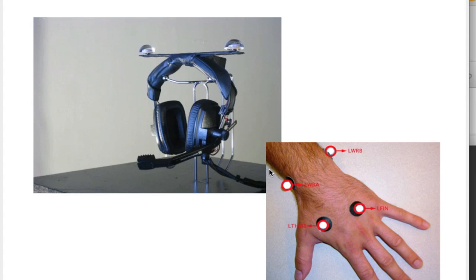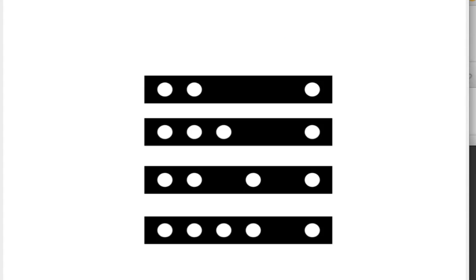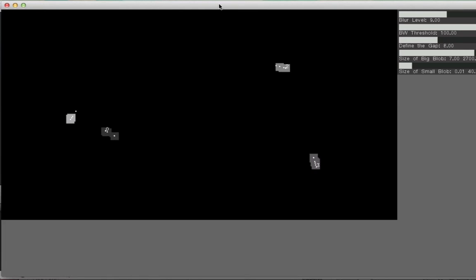So we're using these motion tracking dots in order to see them. And here are our patterns that are actually going on top of the headphones. These are so we can tell left from right, and so we can uniquely identify them. Here is the tracking tool. I was just talking about the patterns, and here we can see them in the openFrameworks C++ tool that I built to identify them.